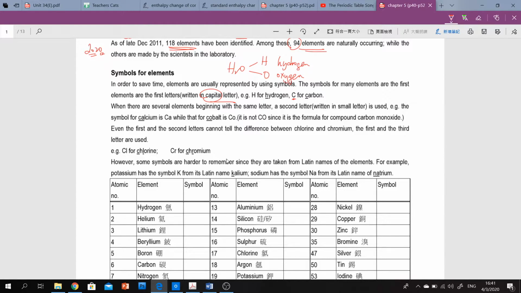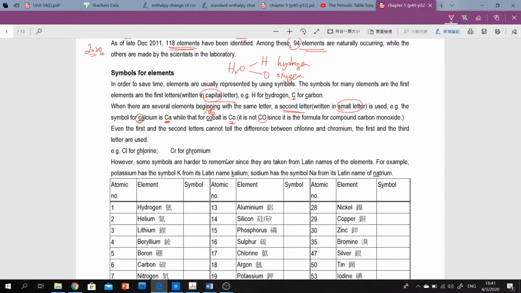So how would you tell one from another, without any ambiguity, when talking about an element? We need to use a second letter, and the second letter is a small letter. For example, calcium is capital letter C, small letter a. If you talk about cobalt, 钴, a type of metal found in the transition metals, it is capital letter C and small letter o.